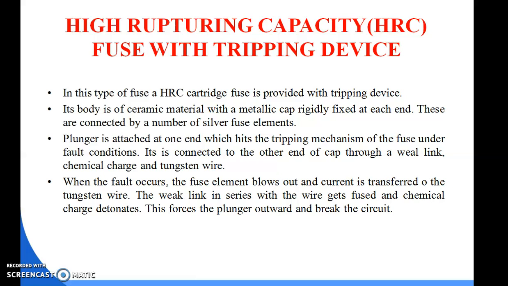When the fault occurs, the fuse element blows out and the current is transferred to the tungsten wire. The weak link in series with the wire gets fused and the chemical charge detonates. This forces the plunger outward and breaks the circuit.